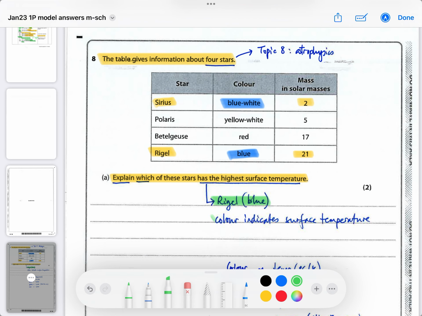So the color indicates the surface temperature. That's the 2 marks. So 1 mark for working out that Regal is the hottest, and the second for explaining that the colour is linked to the surface temperature.